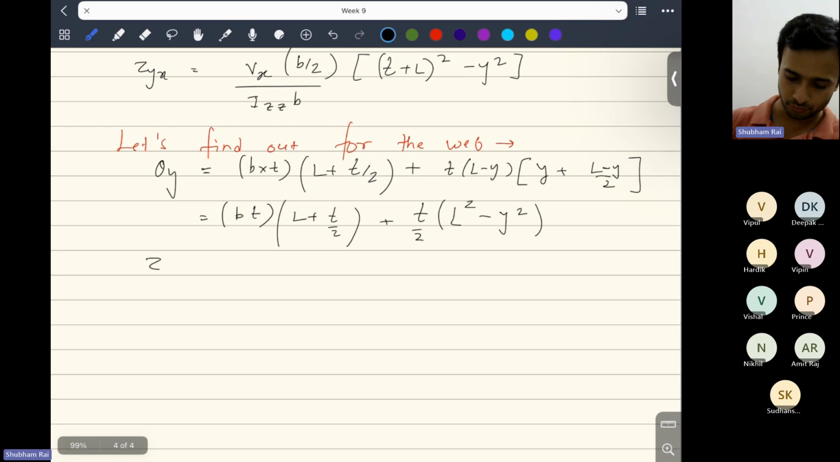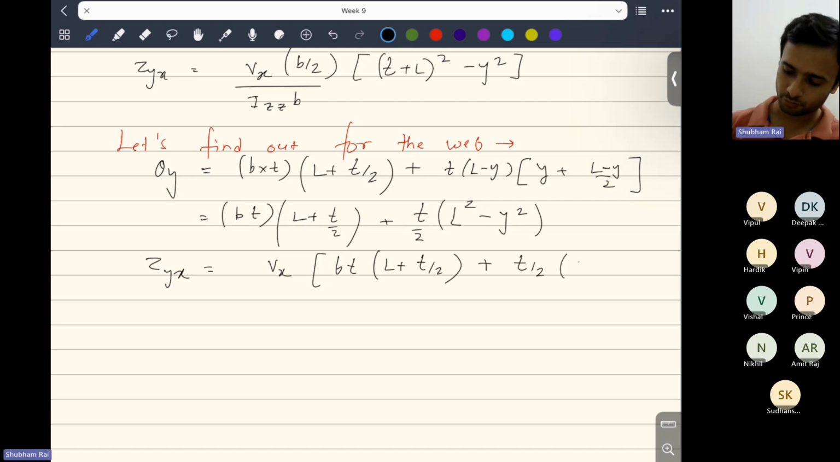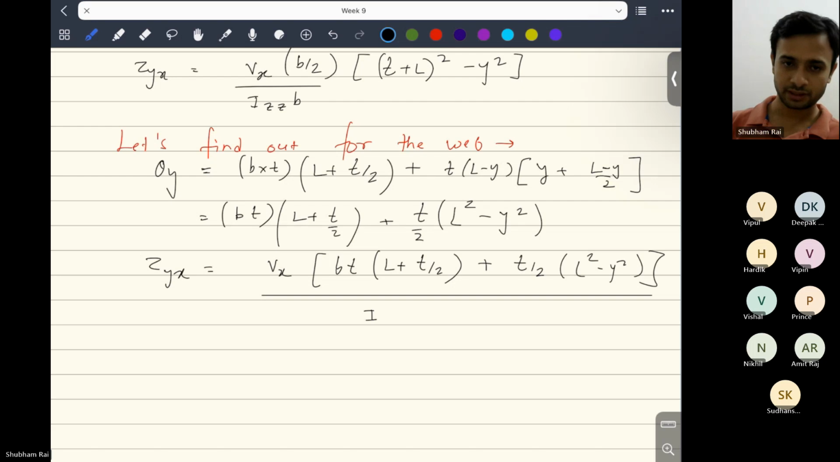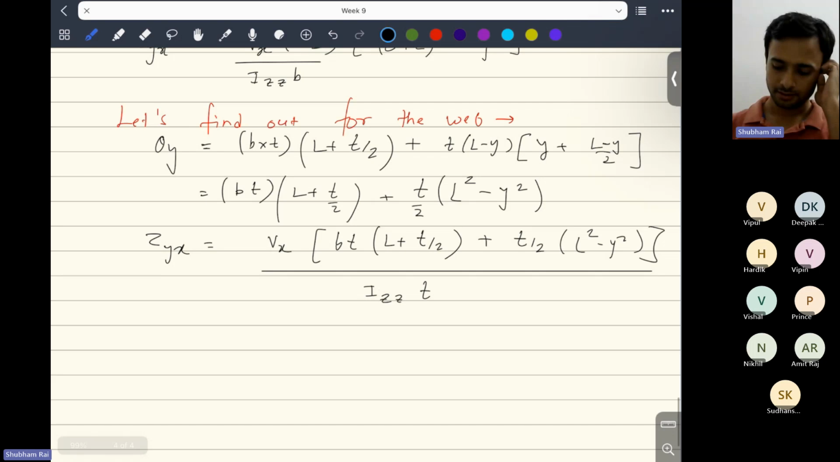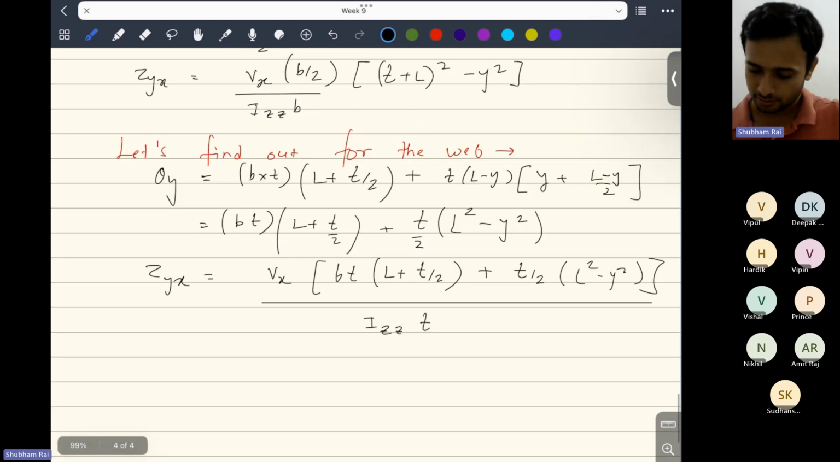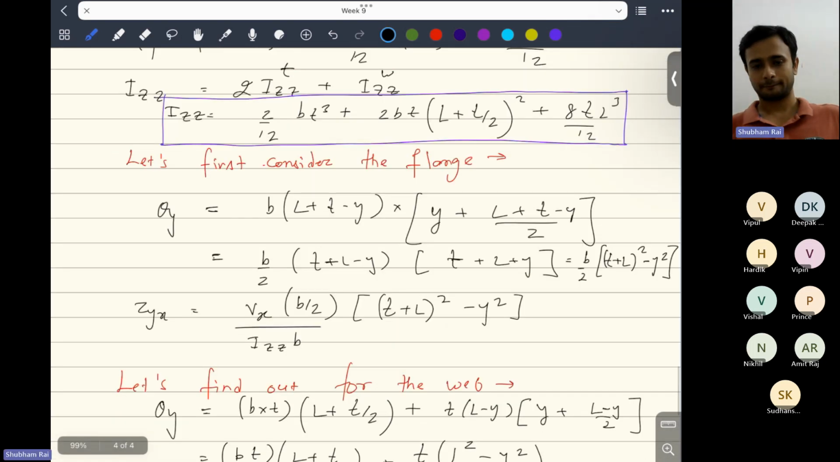And now you have tau yx. That will be Vx times Q, which is Vt into L plus T by 2 plus T by 2 into L square minus Y square, right? And then divided by Ixx into width, so Izz into width, which is here t. Width of the flange is t. So you have this expression. I think we have completed part A of this question.